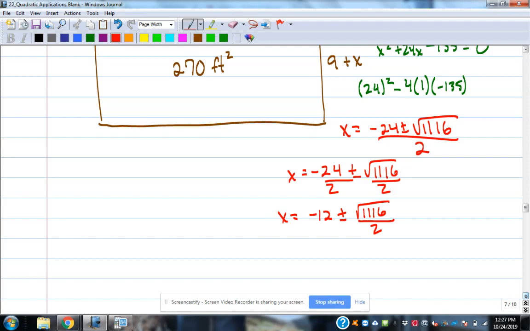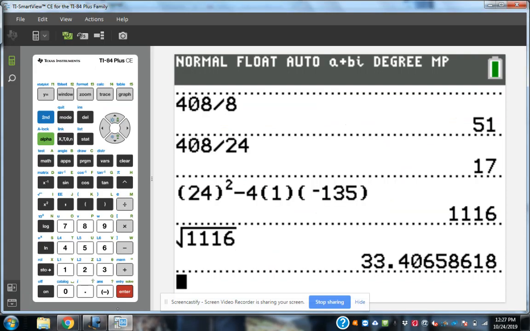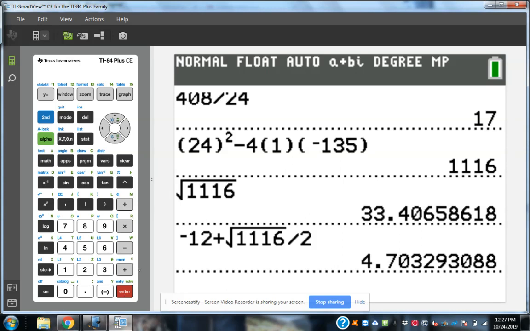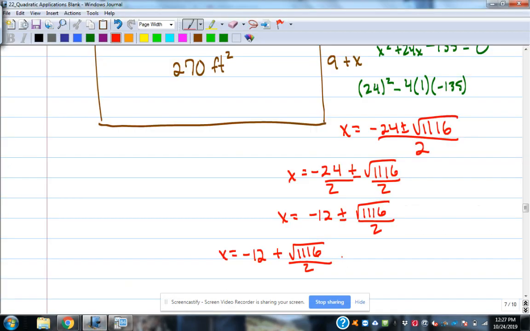Yeah, because negative 12 minus something is going to give me more negative, right? So I only need to do x equals negative 12 plus the square root of 1116 over 2. So I'm just going to do that work. Negative 12 plus the square root of 1116, divided by 2. Enter. 4 point, and it said round to the nearest tenth of a foot. So approximately 4.7 feet is how much we should add to both sides of that. That makes some sense.